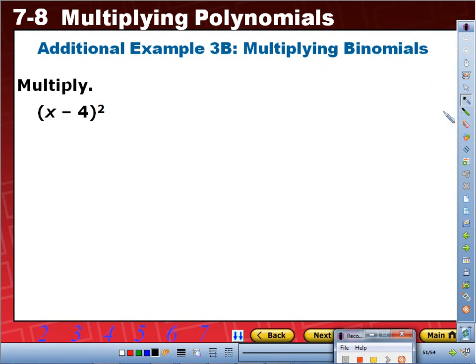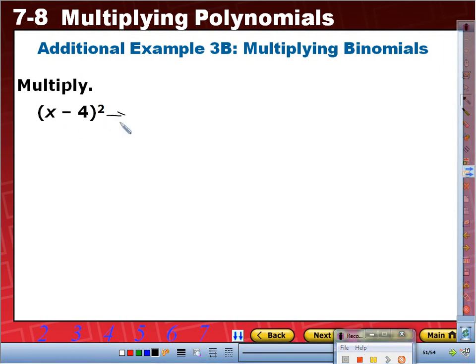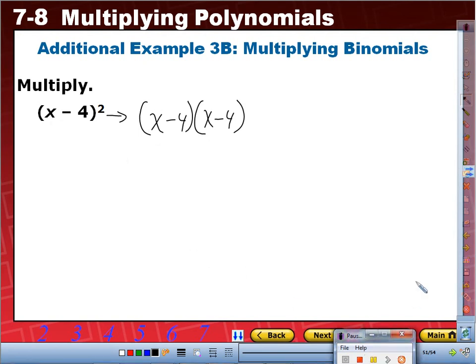All right. Let's look at this one. Our last example. How can we rewrite this? Yes? X minus 4 times X minus 4. Does everybody see that? Focus. Okay, check this out.